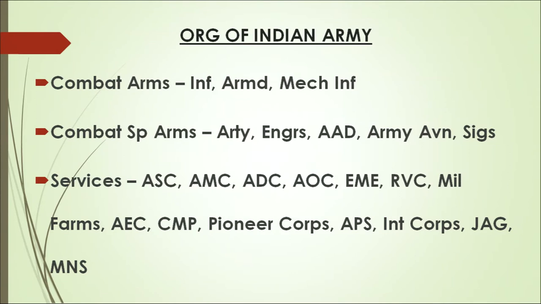The Indian Army is organized into combat arms, combat support arms and services. Infantry, armored and mech infantry fall under combat arms. Artillery, engineers, army air defense, aviation and signals are combat support arms, and the services are ASC, AMC, Dental Corps, AOC, EME, RVC, Military Farms, AEC, CMP, Pioneer Corps, Army Postal Service, Intelligence Corps, JAG, the Judge Advocate General, and the Military Nursing Service.